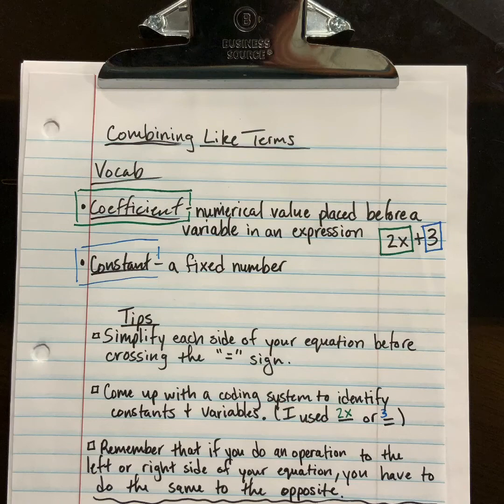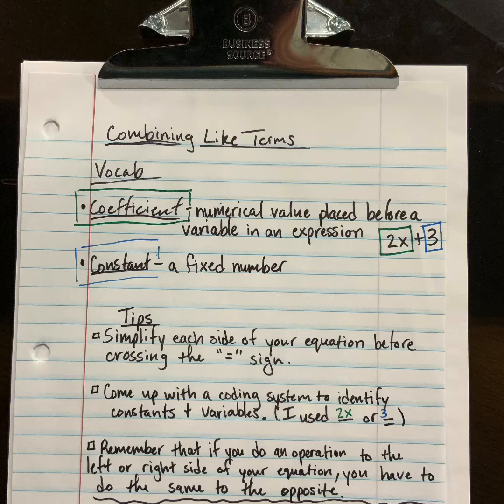So here would be the notes that I would want for this lesson. I have the definitions of both coefficient and a constant up top. I have a visual example of that to the right. The 2x is my coefficient. Well, the 2 is exactly my coefficient, and my constant is that fixed number of 3.